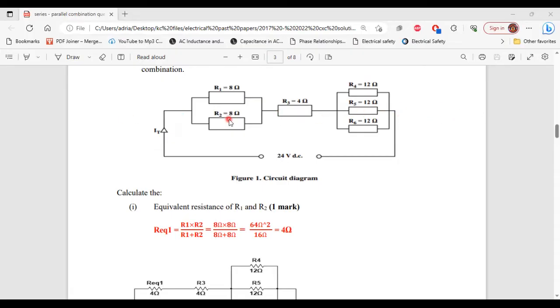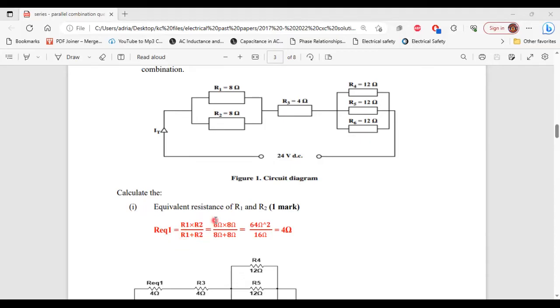All right, so for part 1, we're to calculate the equivalent resistance of R1 and R2. So here is R1 and here is R2. So we can see that both resistors are in parallel. All right, and we're going to call their equivalent resistor value REQ1. And seeing that it's 2 resistors in parallel, we're going to use the product over sum method. So REQ1 is equal to R1 multiplied by R2 divided by R1 plus R2.